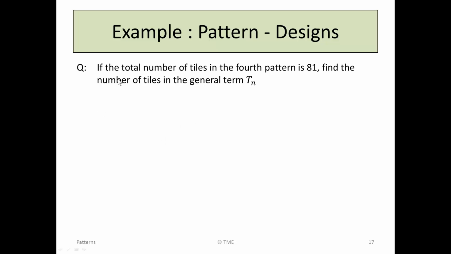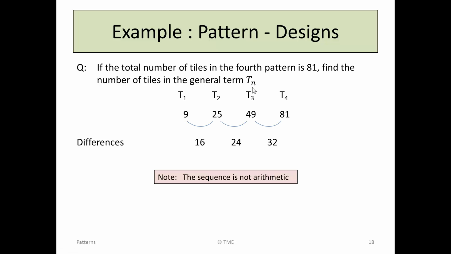We're now asked, if the total number of tiles in the fourth pattern is 81, find the number of tiles in the general term Tn. So we now know that the first three had 9 tiles, 25 and 49 tiles respectively, counting all the tiles, and we're told that the fourth pattern has 81.